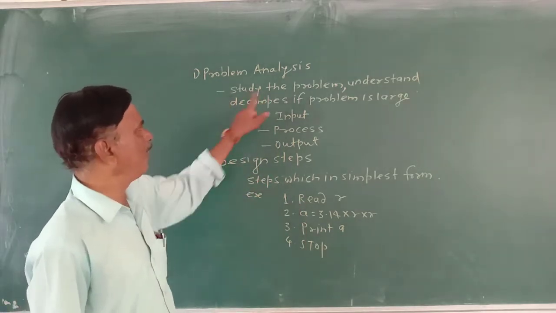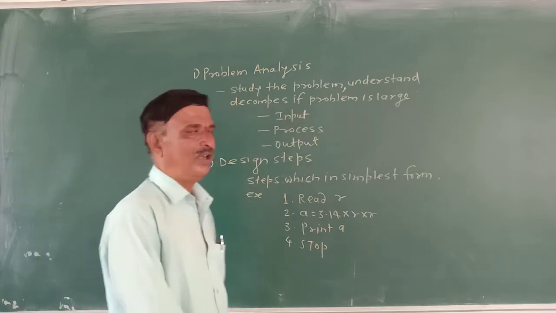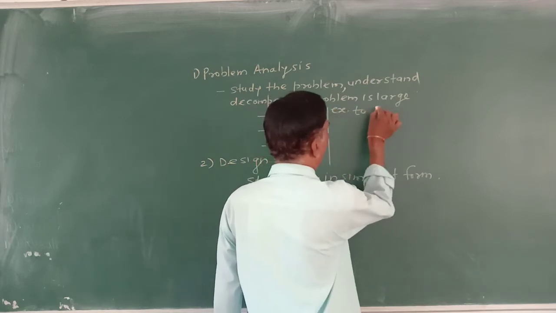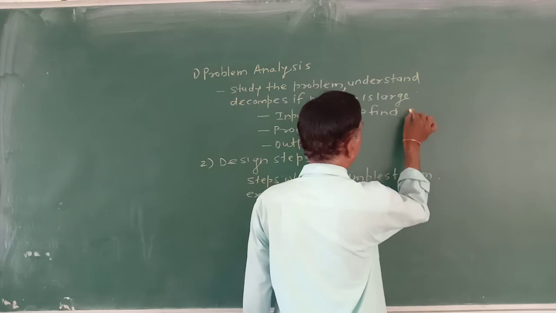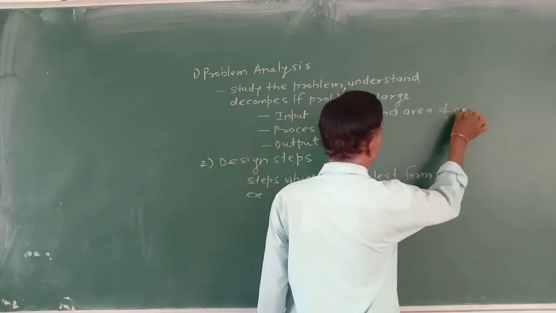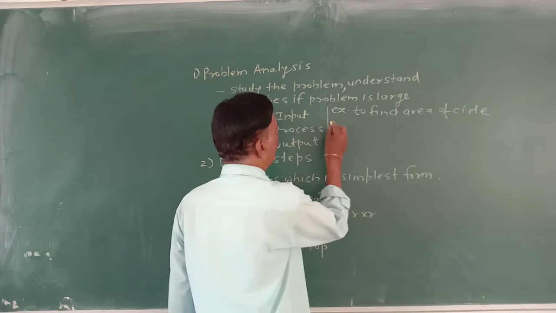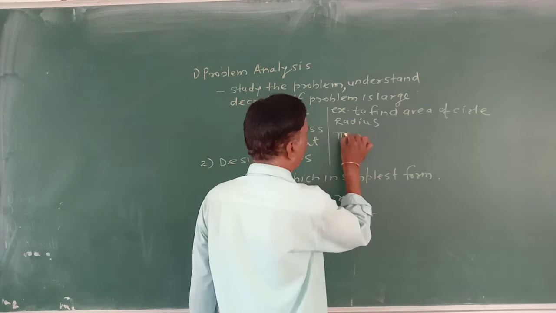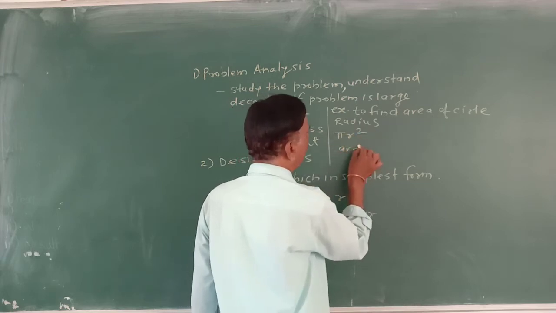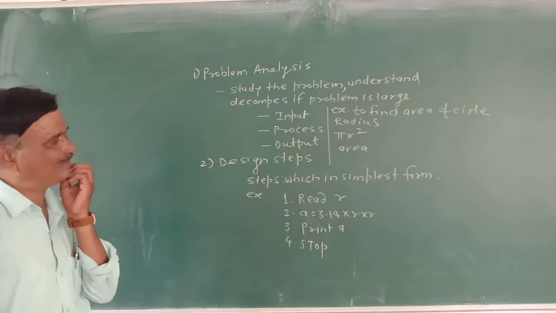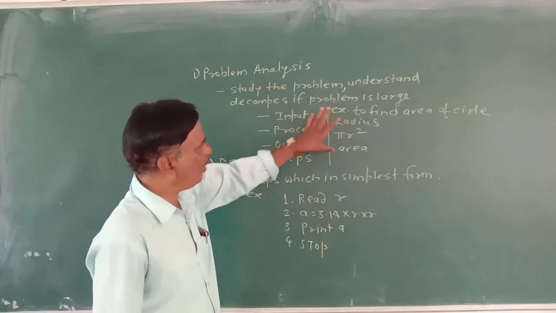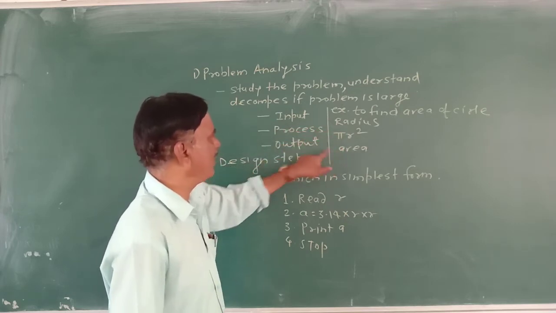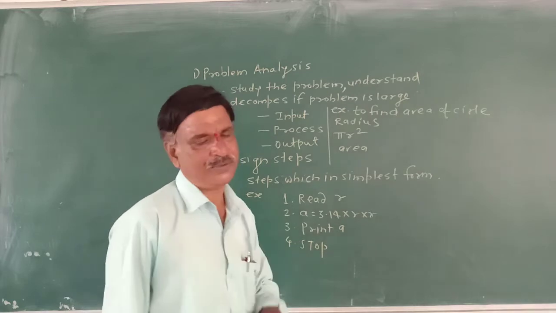Here, suppose we study the problem, decompose the problem if the problem is too large. Example: to find the area of a circle. Area of circle: input radius, process pi r square, output area. So as we have seen, having studied the problem, we found radius is the input, pi r square is the process, and area is the output, and we have written the steps in our language.